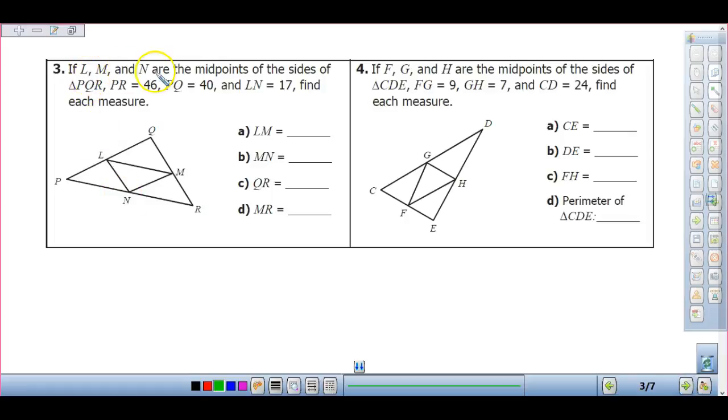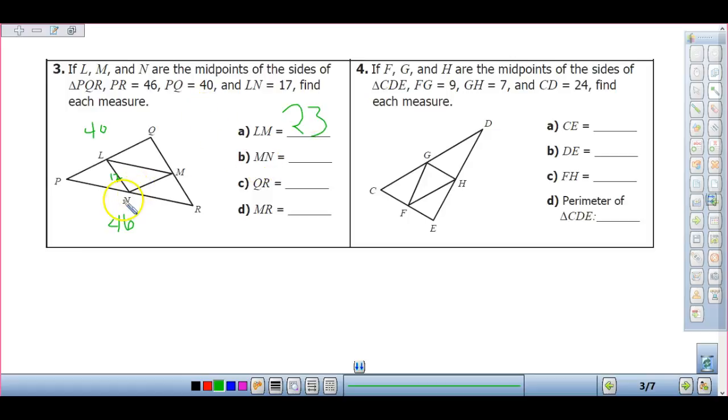So here we've got L, M, and N are midpoints of the sides of triangle PQR. So we have PR, so this whole thing down here is 46. We have PQ, this whole thing over here is 40. And we have LN, this little guy right here is 17. So we should be able to figure out all the other sides of my triangle. So LM is parallel to PR, so we know that it's half of what PR is. So half of PR is going to be 23.